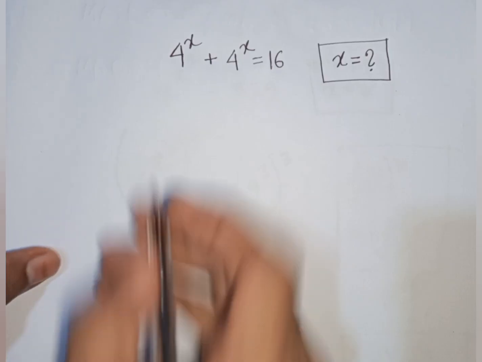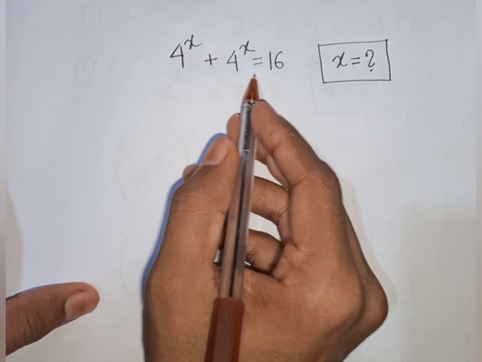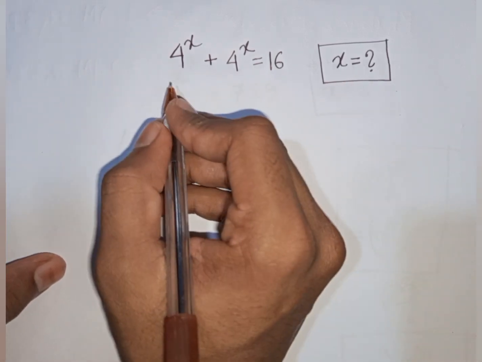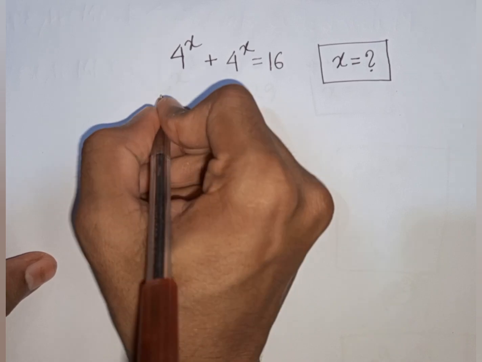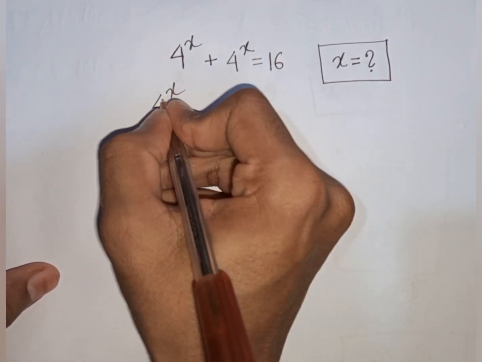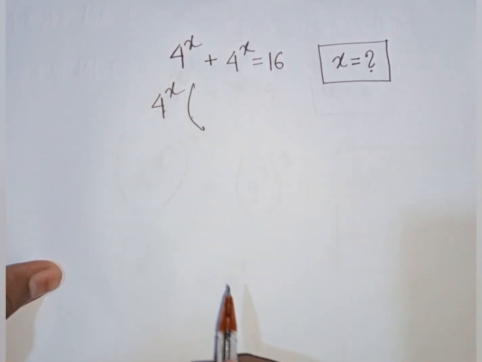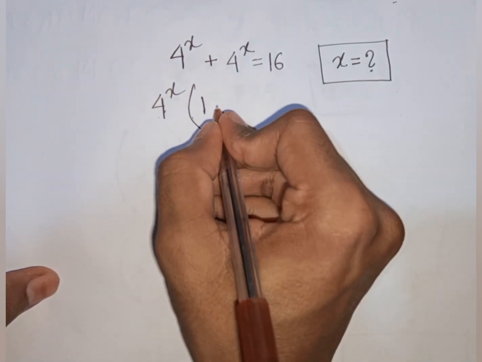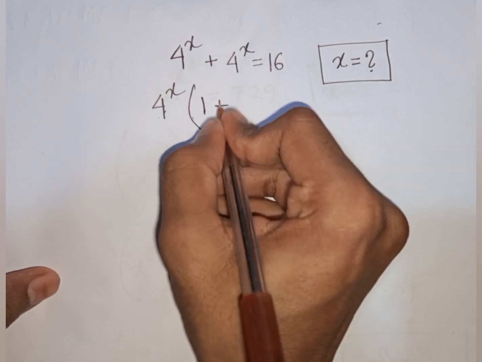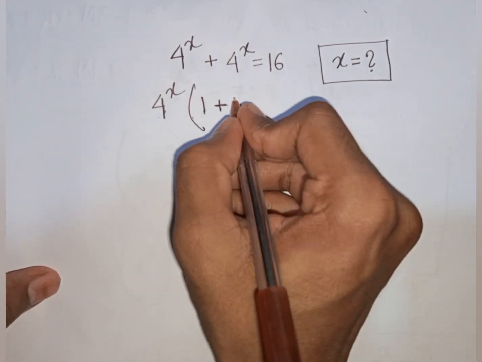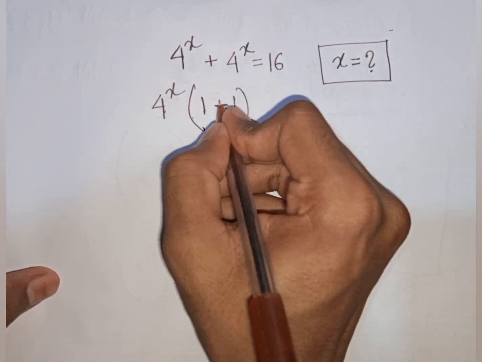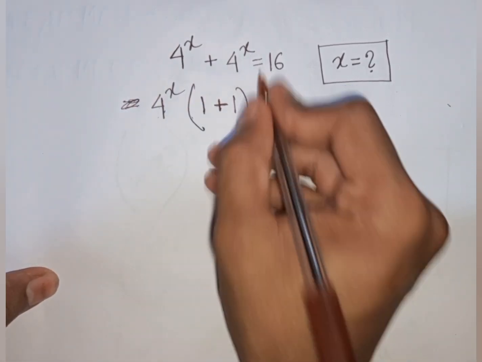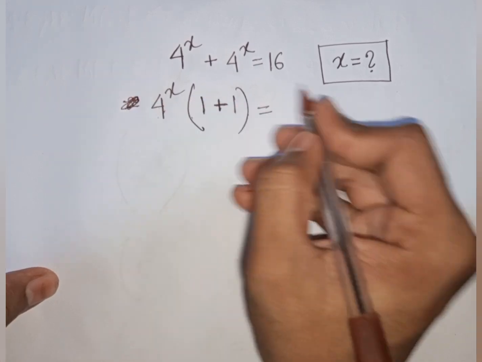How to solve 4^x + 4^x = 16. Find the value of x. So, at first we take 4^x common, so 4^x is out of the bracket. So this divided by this means it will be 1, then plus this divided by this means 1, then bracket close is equal to 16.